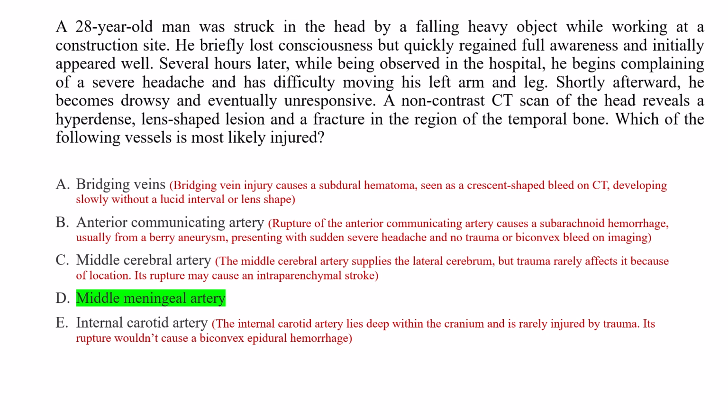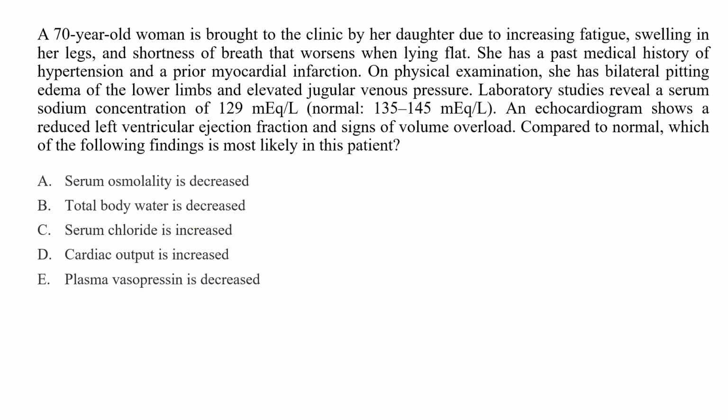And option E is incorrect because the internal carotid artery feeds directly into the circle of Willis, where it splits into the anterior and middle cerebral arteries. A hemorrhage from this artery is unlikely to occur following trauma, as its course is deep within the cranium. Furthermore, a bleed from this vessel would not cause an epidural hemorrhage.